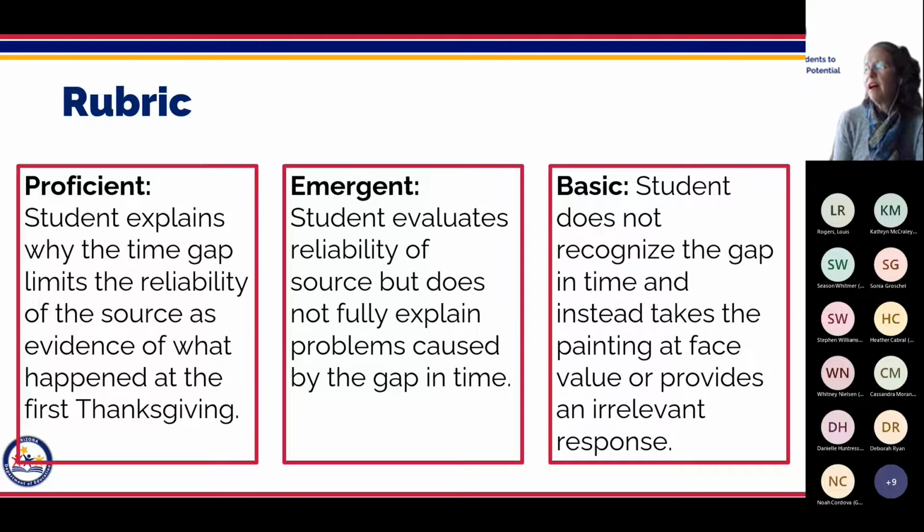Emergent would be the student evaluates the reliability of the source but does not fully explain the problems caused by the gap in time. And basic is the student just doesn't recognize the gap in time and instead takes the painting at face value or provides an irrelevant response.